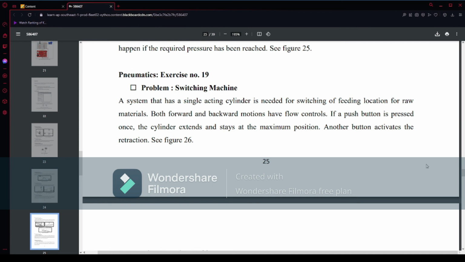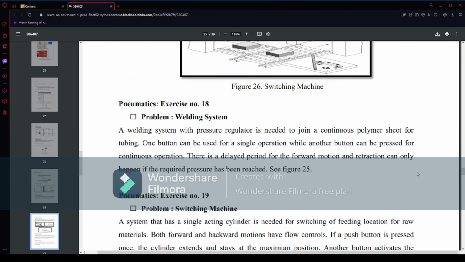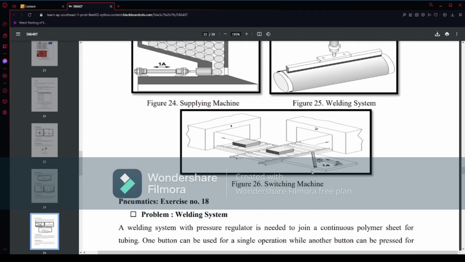So for the pneumatics exercise number 19, problem: switching machine. A system that has a single acting cylinder is needed for switching a filling location for raw materials. Both forward and backward motions have flow controls. If a push button is pressed once, the cylinder extends and stays at the maximum position. Another button activates the retraction. So for figure 26, we can see the switching machine. Now I'll show you the schematic sample that I have made.